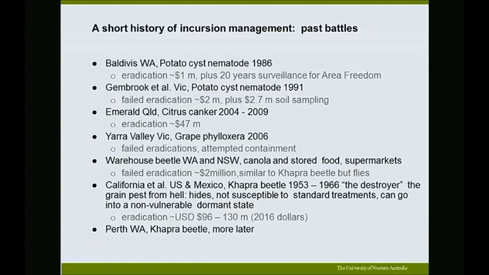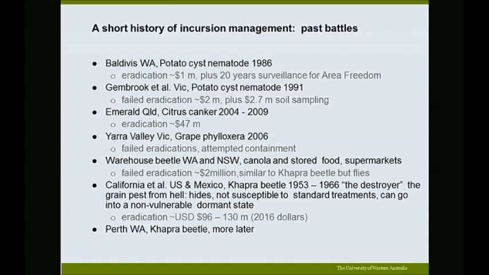So Emerald, Queensland, citrus canker. That was a successful eradication after $47 million of costs, and basically closing the citrus industry in that area. Yarra Valley, Victoria, grape phylloxera, this weird little aphid that goes and sits on the roots of grapevines. Failed eradication, attempted containment. We don't know what the costs are, but you could say safely probably in the tens of millions by the time it's run its course.